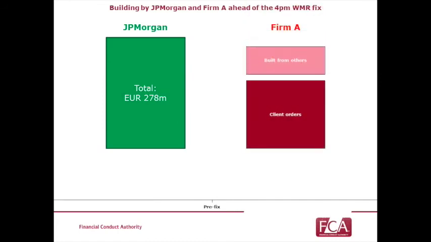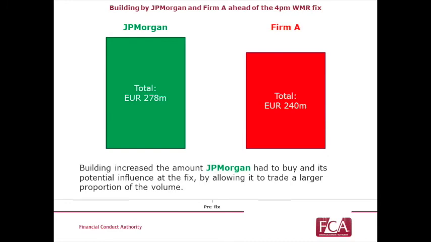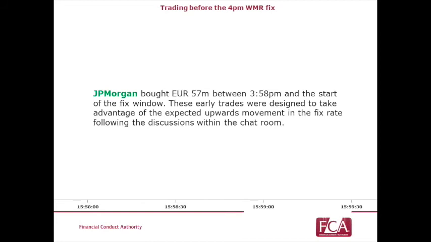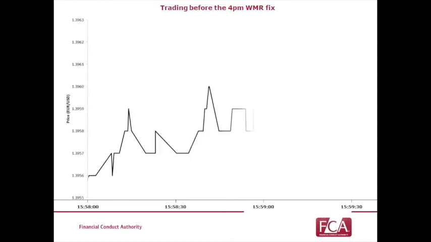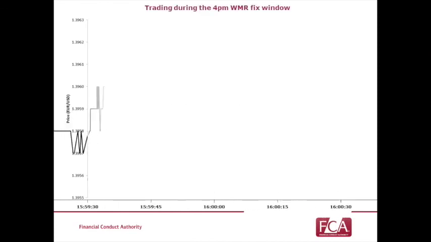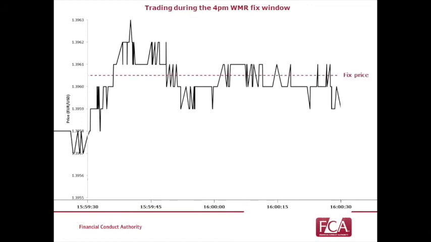Firm A had net buy orders associated with its client fix orders of €170 million in the period leading up to the fix. It increased this amount, or built, by €70 million. In the last 8 minutes before the fix window, JPMorgan and Firm A bought euros on the EBS trading platform. In particular, JPMorgan bought €57 million in the last 2 minutes. These early trades were designed to take advantage of the expected upward movement in the fix rate following the discussions within the chat room described above. During the 60-second fix window, JPMorgan bought a total of €134 million and Firm A bought €125 million. Between them, they accounted for 41% of the volume of euro-dollar bought during the fix window.